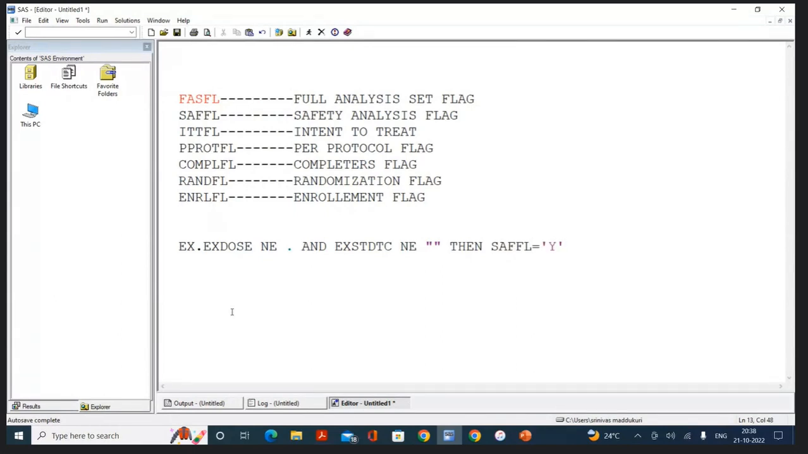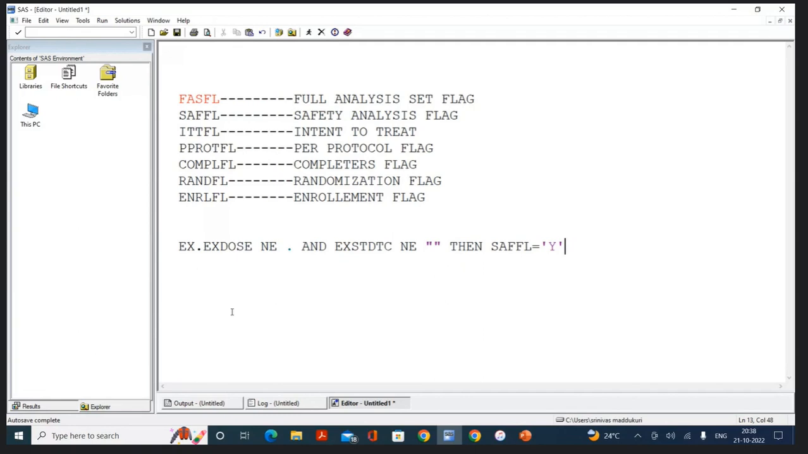Understand this one? For any subject where EXDOSE is not equal to missing, and EXSTDTC is not equal to missing, then SAFFL is equal to Y. I will consider the subject for the safety analysis flag.